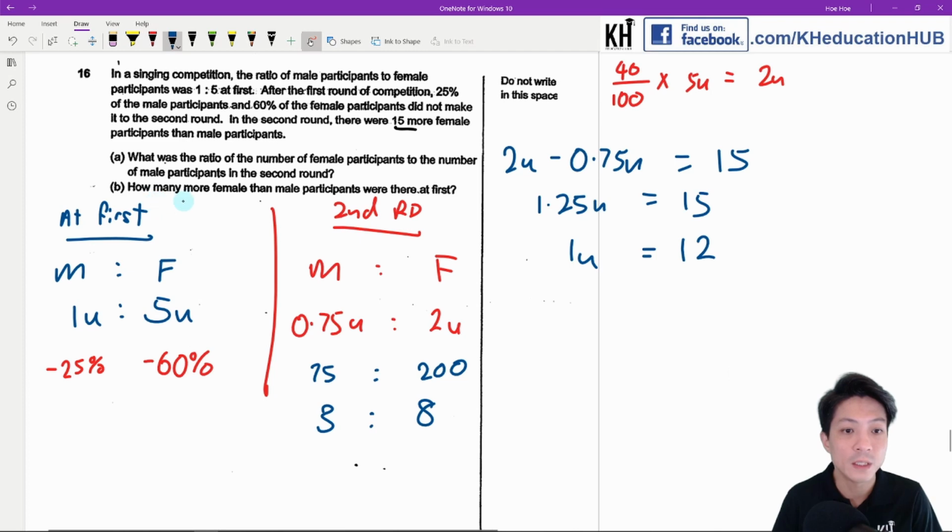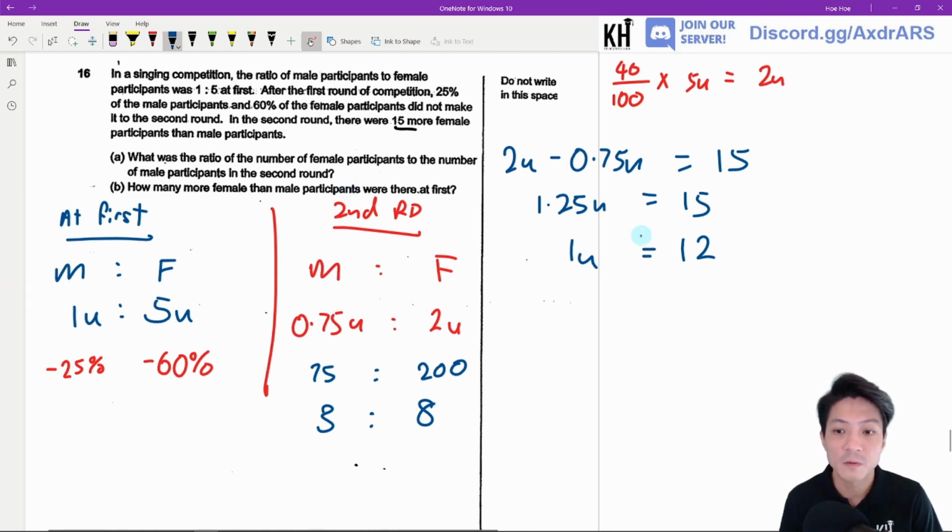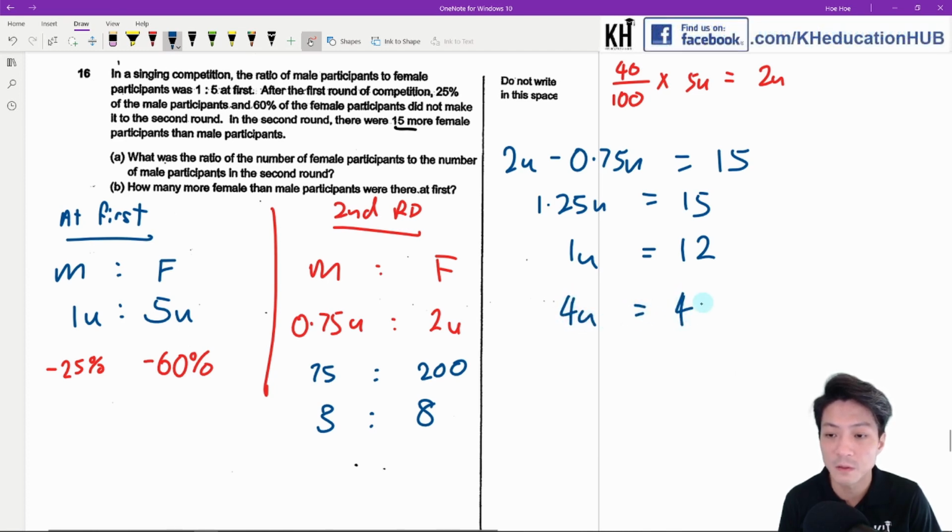Okay, for part B, how many more female than male participants were there at first? Okay, so at first there were 4 units more. So in this case, I just need to find what is 4 units. Okay, 4 units is 12 times 4, which is 48.